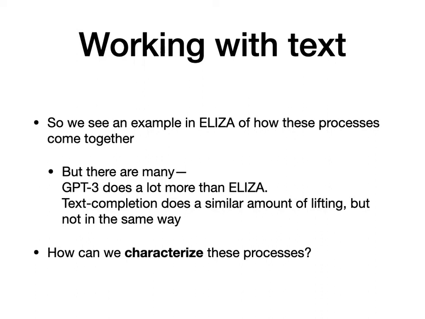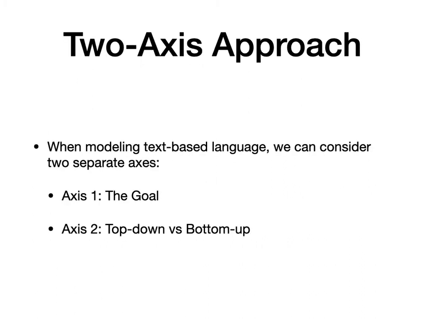So we'll use the two-axis approach. When you are modeling text-based language on a computer, you can consider two separate axes, sort of a grid system, right? On axis one, you have to consider what is the goal of your design of your system, right? What are you actually trying to achieve using your text-based processing system? You're not trying to make a general reasoner, unlike the GPT-3 people who are attempting to do that, although it has its limits, right? Even though it's pretty impressive.